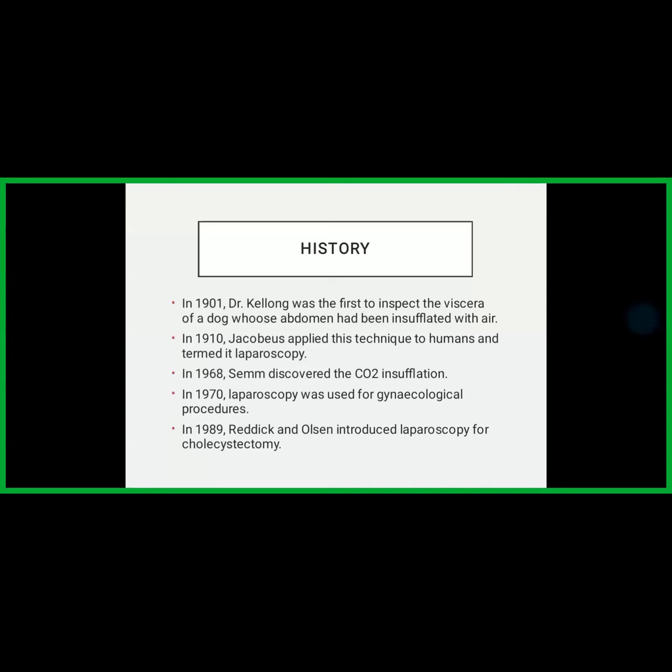Then for the brief history, in 1901, Dr. Kellogg was the first to inspect the viscera of a dog whose abdomen had been supplemented with air. Then in 1910, Jacobius applied this technique to humans and termed it laparoscopy. In 1968, Semm discovered carbon dioxide insufflation. Then in 1970, laparoscopy was done for gynecological procedures. Then in 1989, Reddick and Olsen introduced laparoscopy for cholecystectomy.